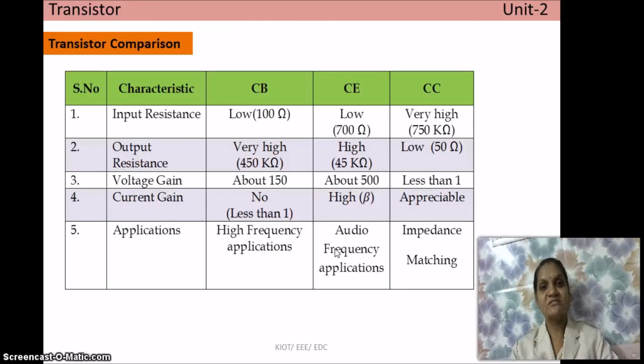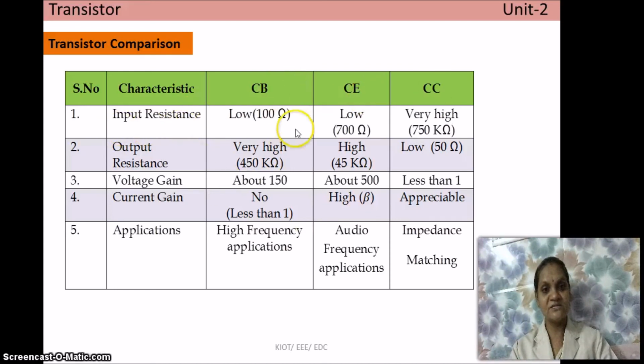So far we have discussed the different BJT parameters, that means current gain, voltage gain, collector current expression, and the relationship between the current gains in the 3 different types of configurations. All these things we have discussed. So now let's come to a comparison between the 3 transistor configurations: first common base, then common emitter, then common collector.